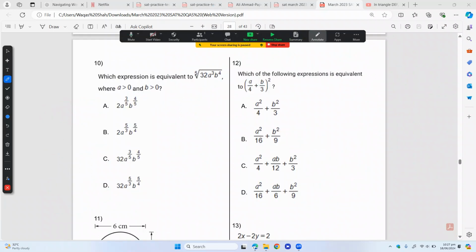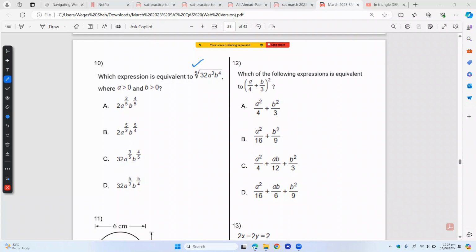Okay, in question number 10, we have to change this radical form into exponential form. So it's given as the fifth root of 32a cubed b to the fourth. Okay, so it's under the fifth root, so we can write 32 as 2 power 5. So 2 power 5, a cubed and then b to the fourth, and this fifth root can be written as power 1 over 5.